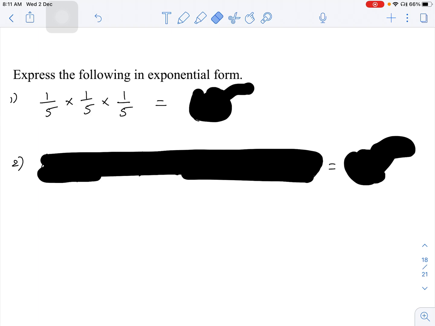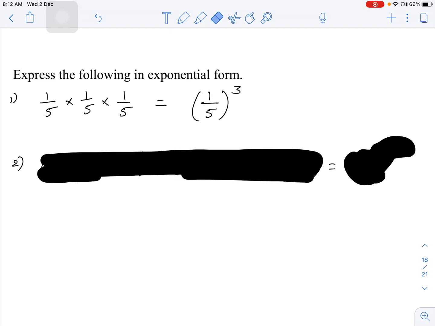Now here it is given: express the following in exponential form. Exponential means again the same power and base form. So our first example is 1 upon 5 into 1 upon 5 into 1 upon 5. Here 1 upon 5 is multiplying how many times? 3 times. Therefore, the base will be 1 upon 5 and the power will be 3. The number which is multiplying, we write as the base, and how many times it is multiplying, 3 times, that we write as the power.